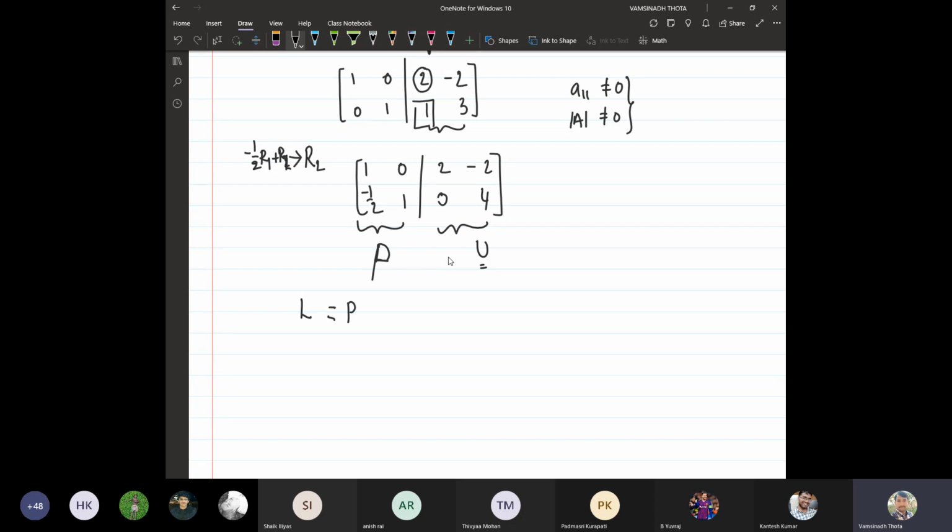So what about L? L is nothing but P inverse. Why does P inverse exist? Because this is an identity matrix and we have applied only the elementary row operation. So the non-singularity is not affected, which we have already seen in the earlier sections. Okay.